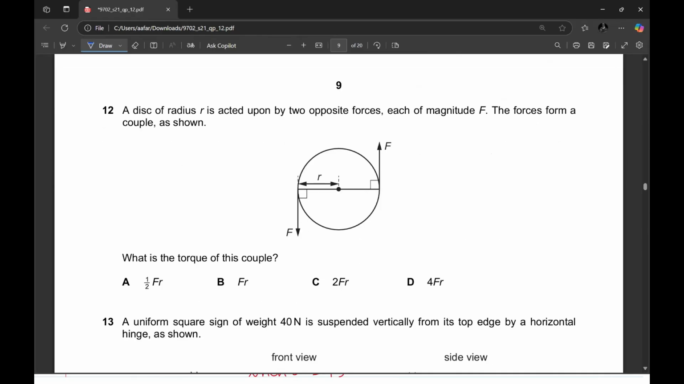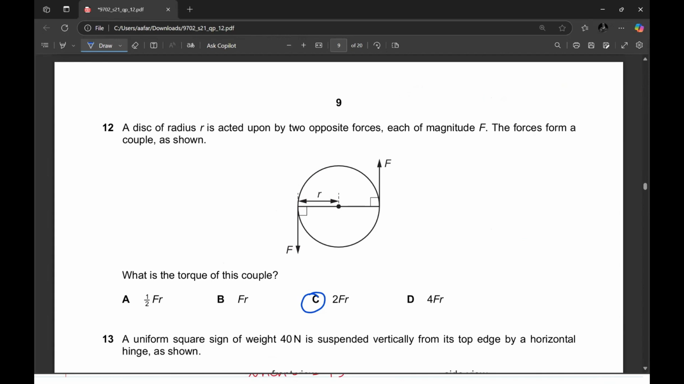A disk of radius r is acted upon by two opposite forces, each of magnitude F. The forces form a couple as shown. What is the torque of this couple? It's basically F times 2r, 2Fr. Yep. It's basically force times the perpendicular distance between the forces.